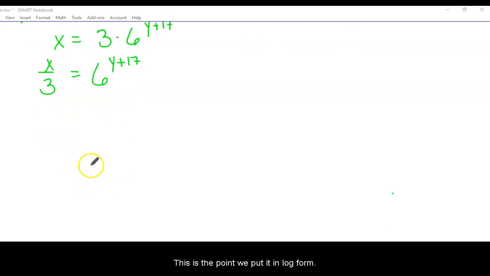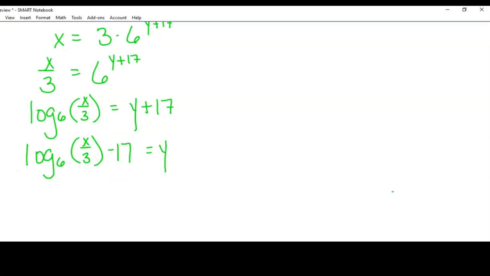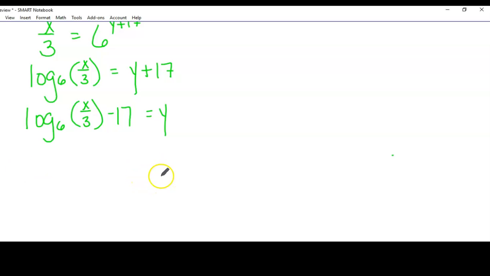So this is the point where we put it in log form. So I know that I've got log base 6. If you remember that the exponent is always what goes over here after the equals, then you'll know that the x over 3 is what goes in the parentheses. Okay, so that's how that's set up. And now what we can do is subtract 17, because we're still trying to solve for y, so we need to subtract 17 on both sides. And then we're just going to rewrite it. Let's see, this was f of x.